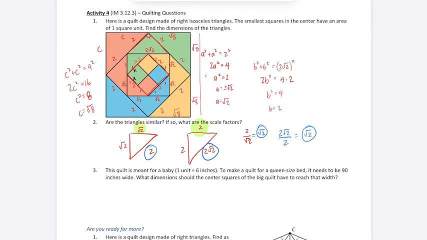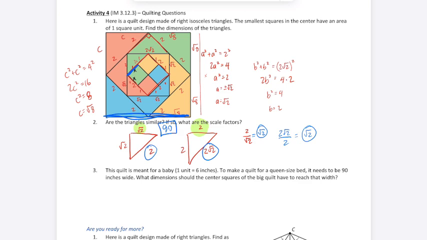All right, and this is the last question of the day. So this is activity 4, number 3. So this quilt is meant for a baby. To make a quilt for a queen size bed, it needs to be 90 inches wide. So we're going to set up a ratio. What we need is for this entire width here to be 90. And what we're looking for is this little one here, the right side of that.